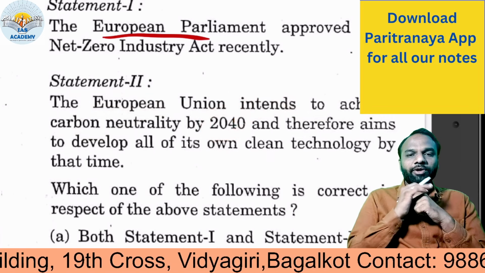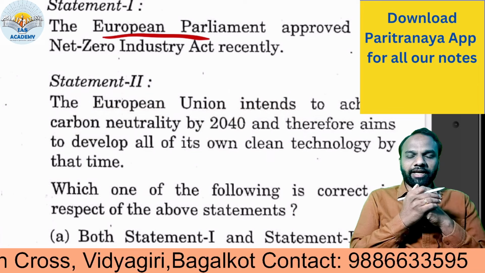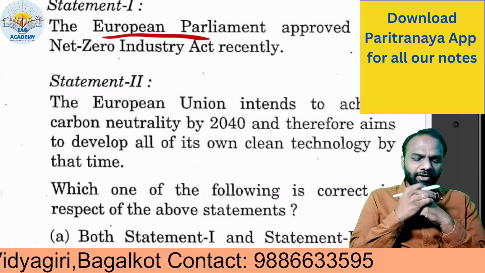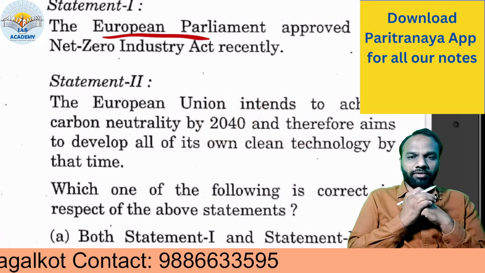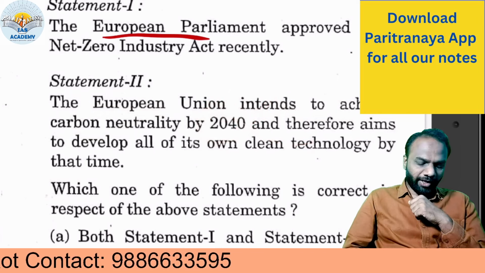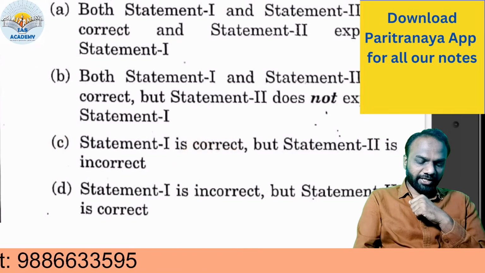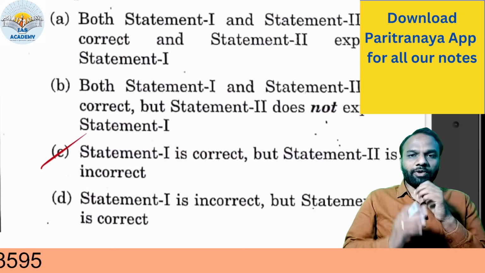If we are able to make such a guess in the examination, then what happens? Carbon neutrality cannot be achieved in a span of 15 or 20 years. It requires more time. So on such guesses, if we are able to eliminate the second statement as wrong, then we will be left with only one option, that statement 1 is correct and 2 is wrong. So the correct answer here is C.